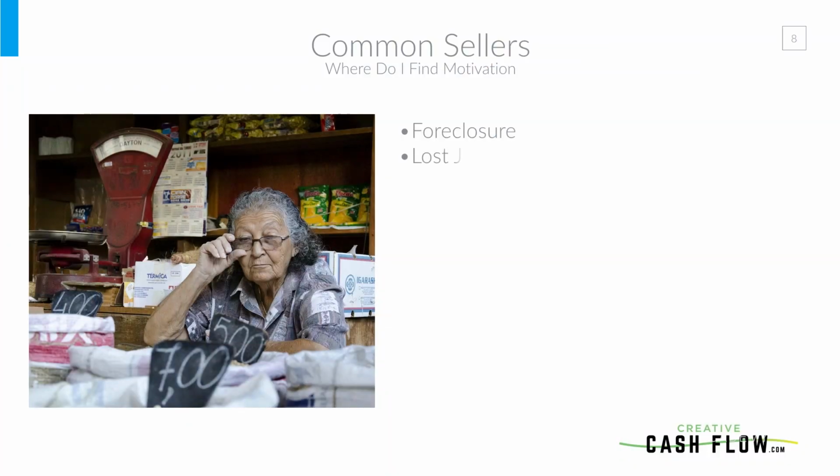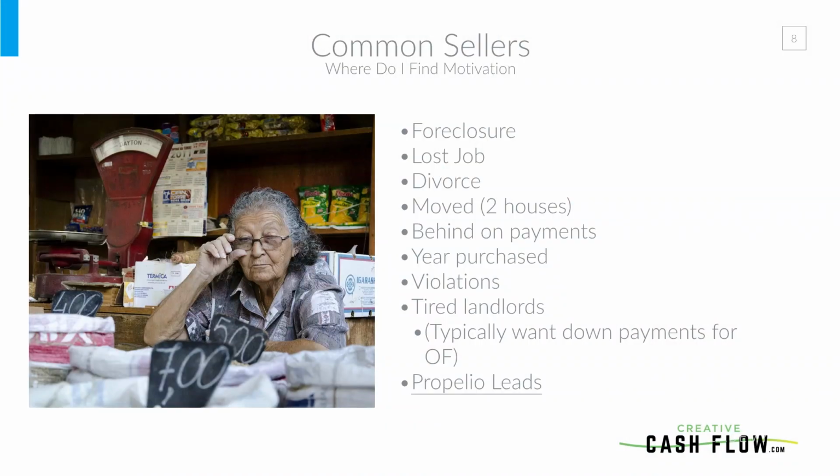Who are your common sellers? That's always a really common question. Well, the short answer is it's the same people that you're buying houses from with every other strategy. The longer answer is you've got foreclosure leads. I mean, again, that's shooting fish in a barrel. People who have lost their job need to sell their house. They don't have an income source anymore to cover these payments.